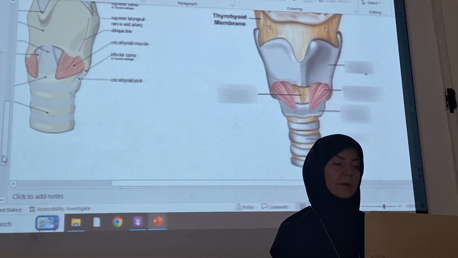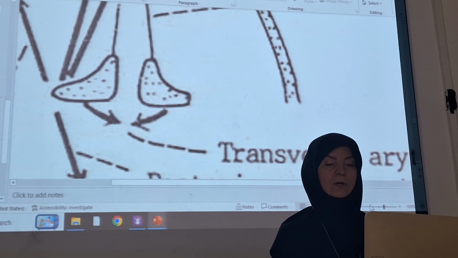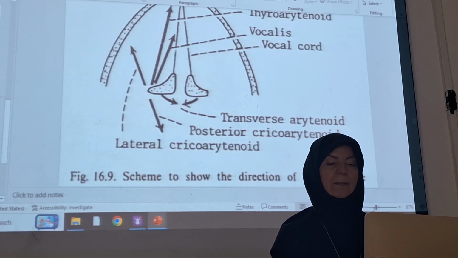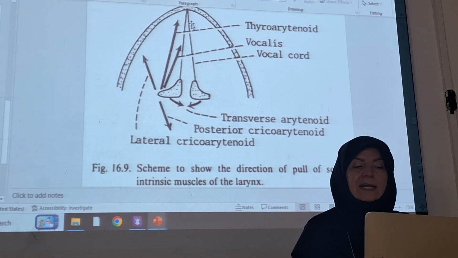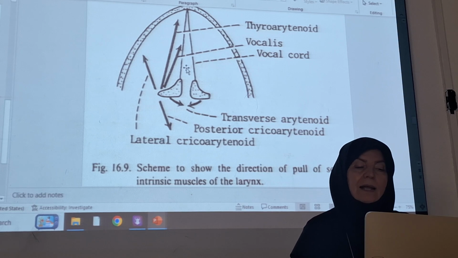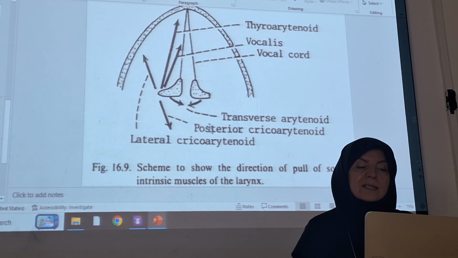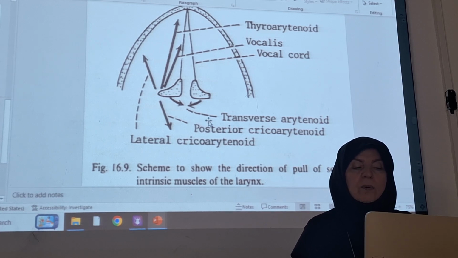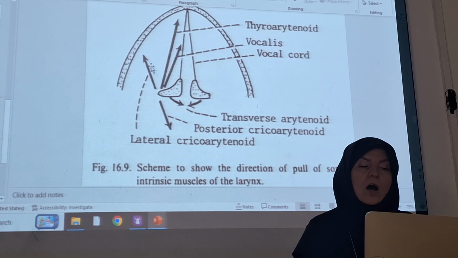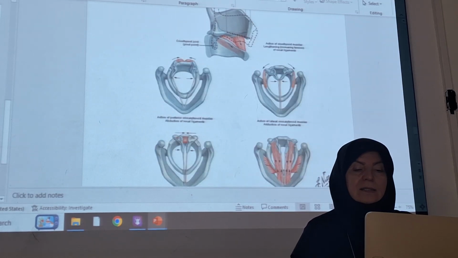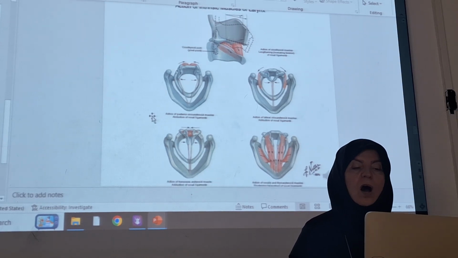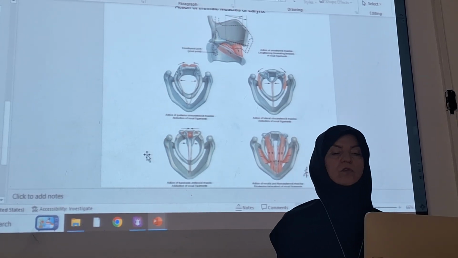Now, this picture is going to remind you how the muscles work: some of the muscles abduct and some adduct. Look here. The posterior cricoarytenoid muscle is going to abduct the vocal cord. The other muscles are going to adduct it, bringing it near to the midline. This picture reminds you how the muscles work.